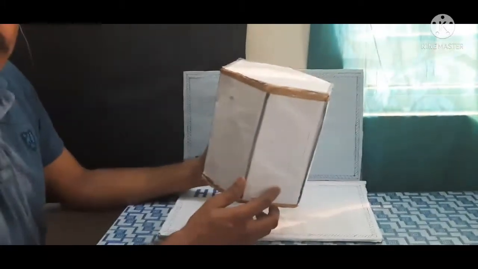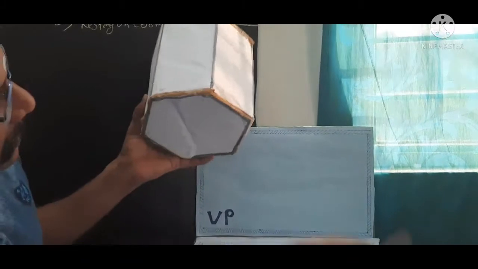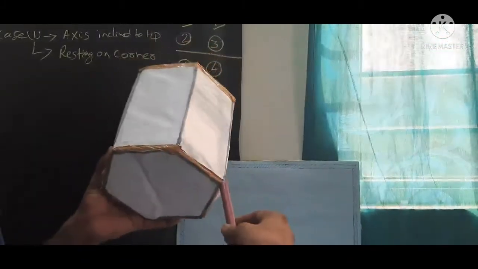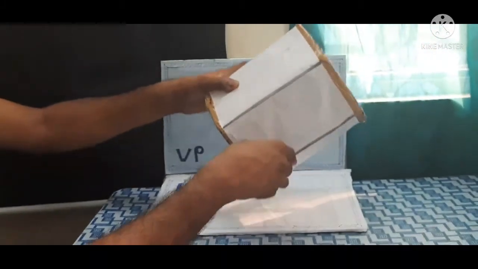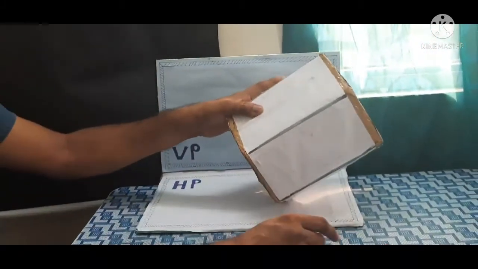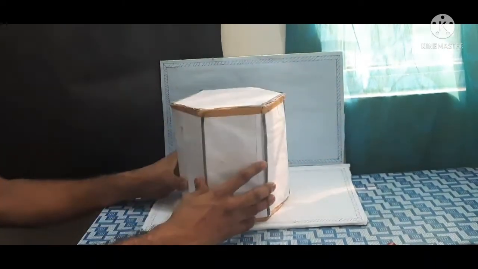So here, the axis is inclined to HP and also resting on a corner, for which I will keep the solid so that my right side corner point will come. Like that way we are going to keep it. So in HP I am going to put that corner. This is the final position, for which I tilt in this way.